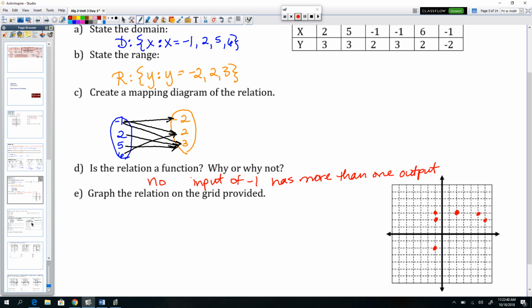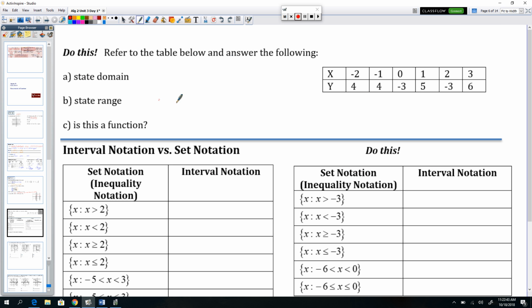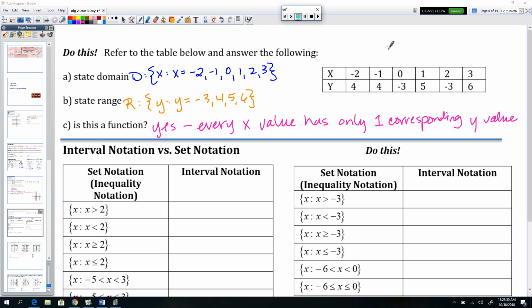Go ahead and pause the video and take a look at this example here. Pause the video, try it for yourself, and then when you restart it, you'll see the answers so you can check your work. Okay, go ahead and check your work here against the key. If there's any trouble with the answers to A, B, or C, go ahead and check with your teacher when you see them next.